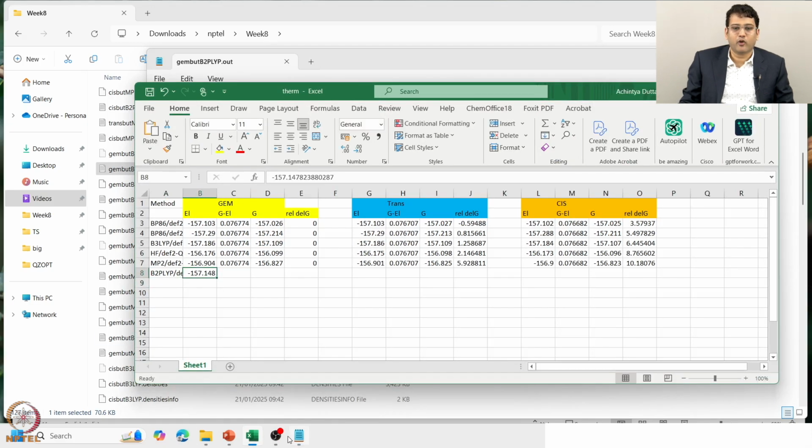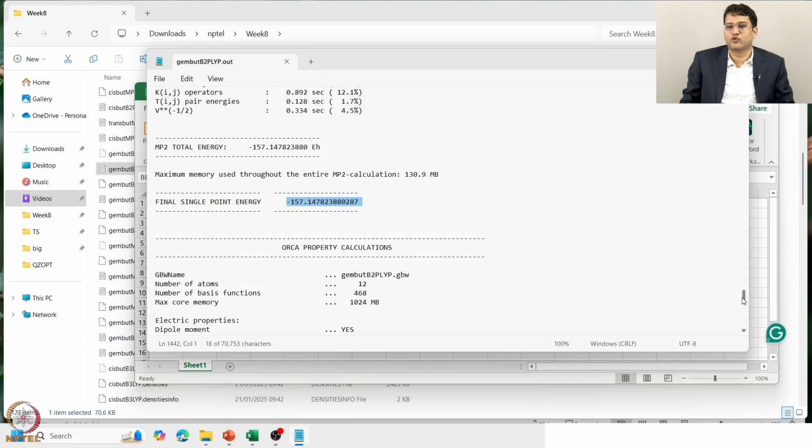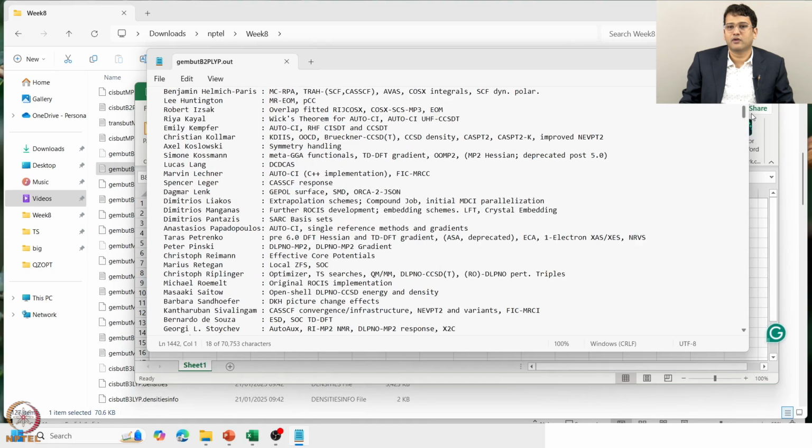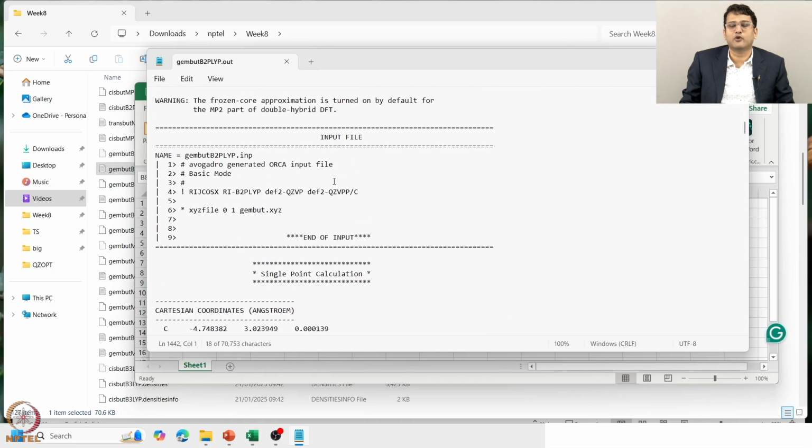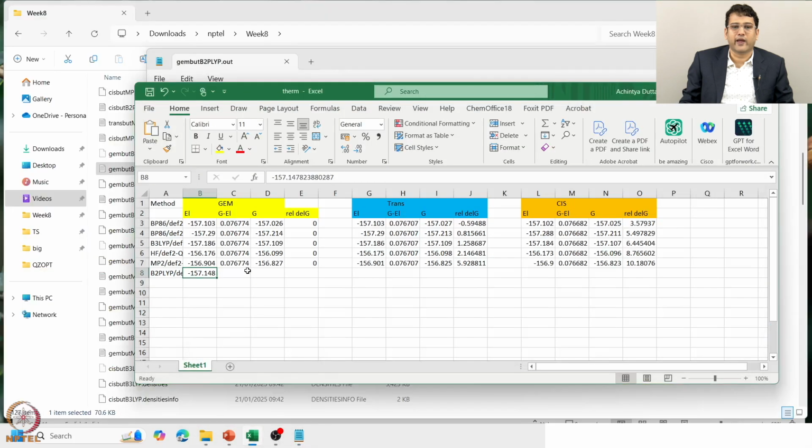And the important thing, I wanted to show you how the input file should look in case there is any confusion. Don't forget, it's a double hybrid functional. So, like an MP2, you have to give an /C basis. So, this is given here. Now, if I add the thermochemistry contribution, this is my total energy. Of course, this is 0.